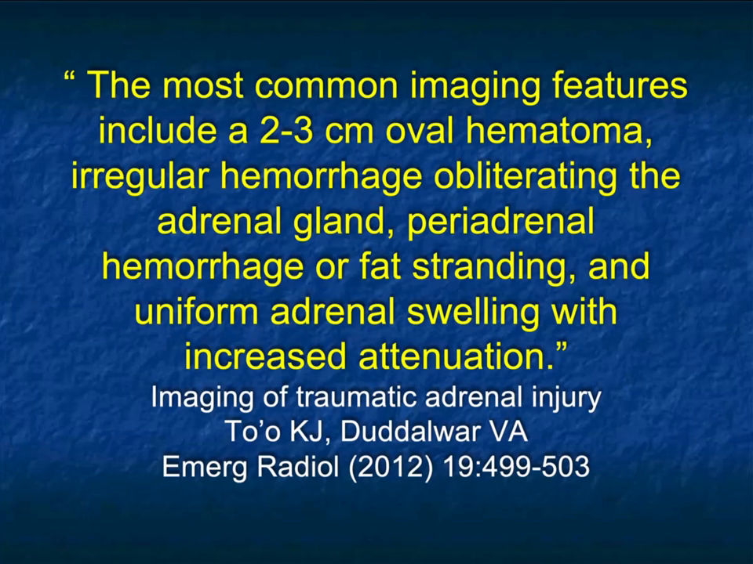Now, in terms of trauma, again, clinical history is helpful. The most common imaging features are a 2 to 3 centimeter oval hematoma, irregular hemorrhage obliterating the gland, periadrenal hemorrhage or fat stranding, and uniform adrenal swelling with increased attenuation. Those are 4 different things. The one I think that we see the most probably is an oval-shaped adrenal, high density with a bit of stranding. It's often and most commonly on the right side and often associated with other organ injuries, particularly liver and maybe even kidney.